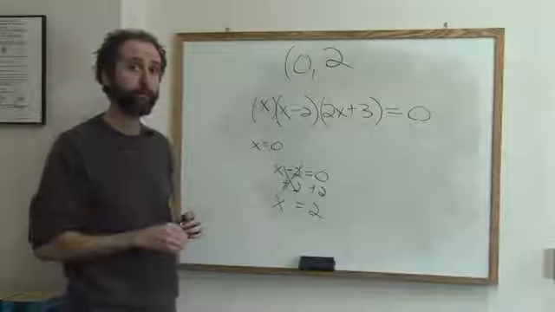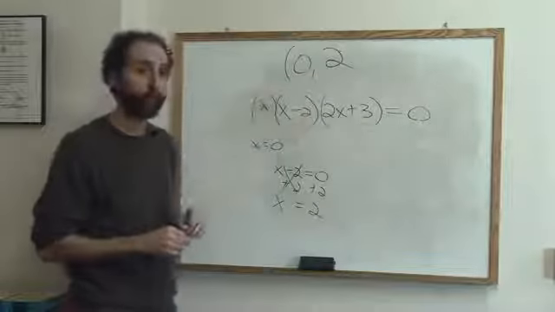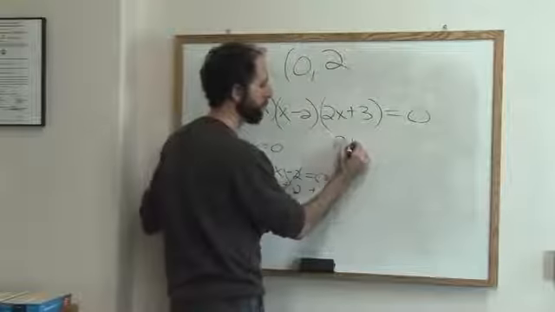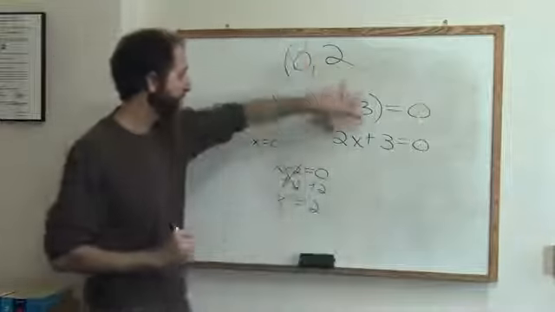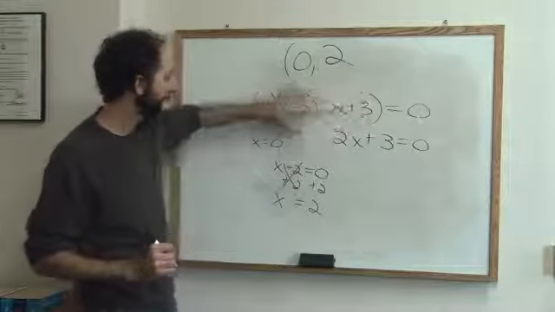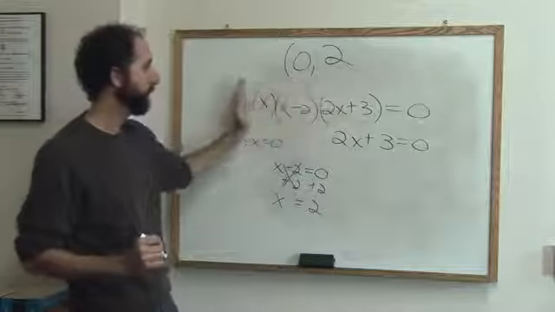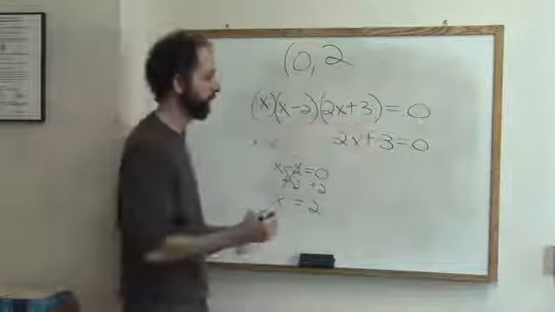Third answer, there's going to be 3 answers here. 1, 2, 3. Third answer is you set this equal to 0. 2x plus 3 equals 0. Because if this expression equals 0, it doesn't matter what these are. 0 times anything is 0. So let's set this equal to 0.